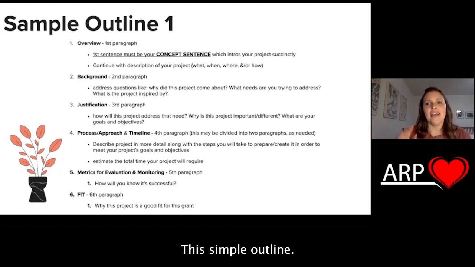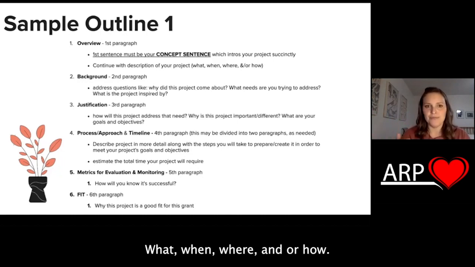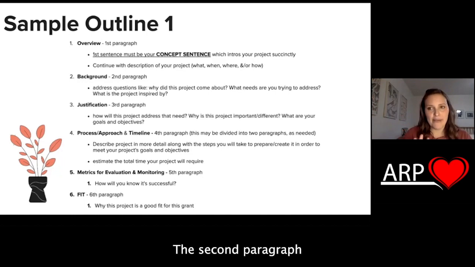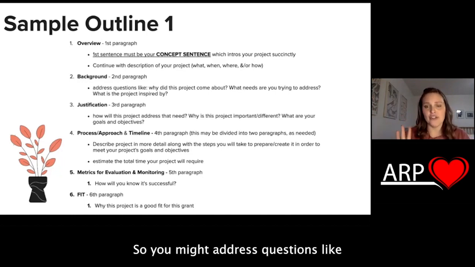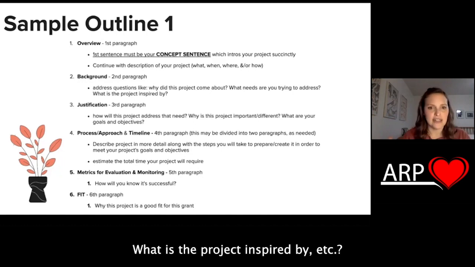Great. In this sample outline, I want your first sentence to be your concept sentence. Then the rest of that first paragraph will continue with describing your project: what, when, where, and or how. The second paragraph will give background information. So you might address questions like, why did this project come about? What needs are you trying to address? What is the project inspired by, etc.